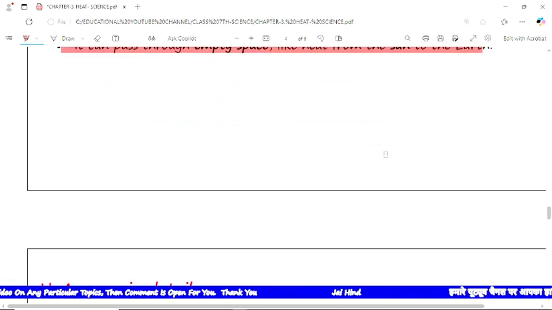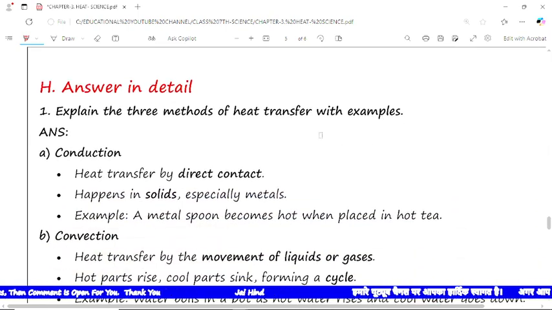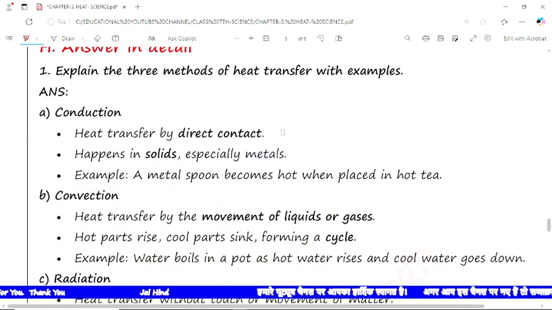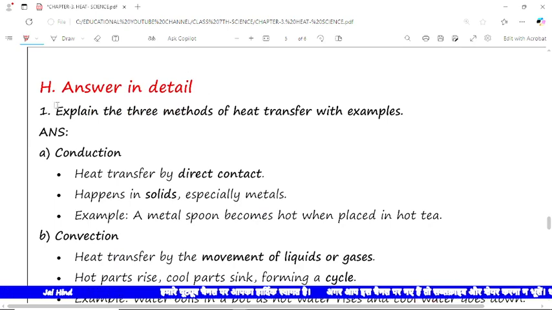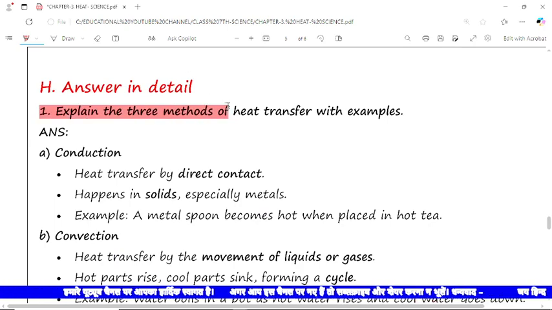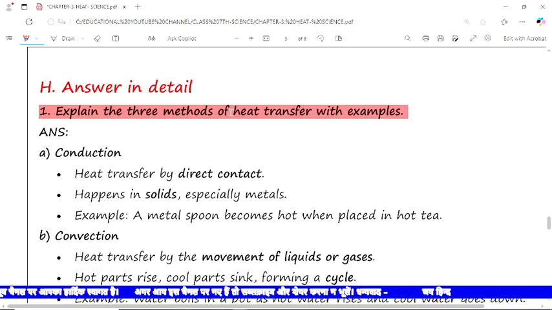Now the next type of question is answer in detail. We have to write the answer in detail. These are the lengthy questions. The answer would be somewhat lengthy. The next is, explain the three methods of heat transfer with examples. The question is clear. You have to write the three methods through which heat is transferred, along with that, you have to write the examples.